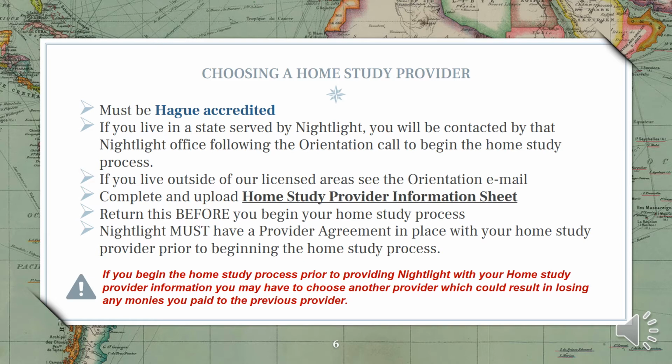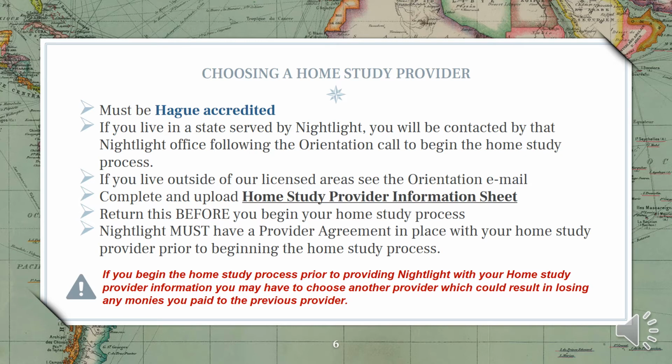Next, we will talk about choosing a home study provider. Nightlight is your placing agency for Ukraine. If you live in a state where we have an office, we will also be your home study agency. If you live outside of our service area, you must choose a home study provider. It is imperative under Ukraine rules that your home study agency is Hague accredited.